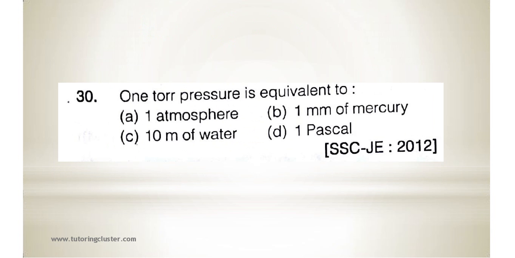Next, 1 torr pressure is equal to. You have to remember that 1 torr is equal to 1 mm of mercury, 1 mm of Hg, which is also equal to 1 upon 760 atmospheric. So 1 torr is equal to 1 mm of Hg.